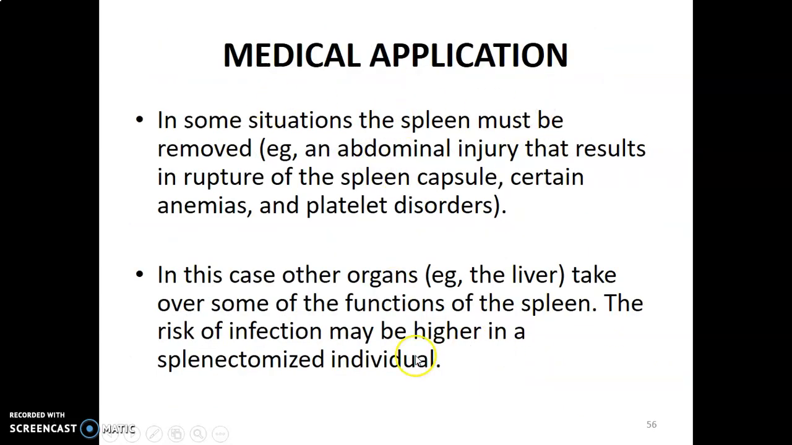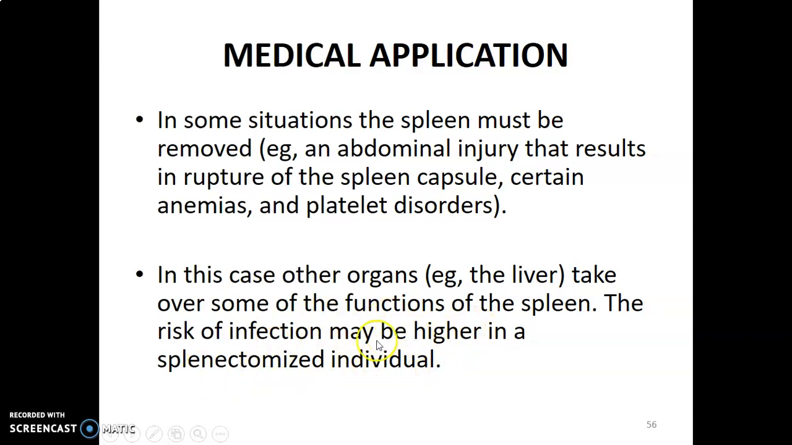So why do you need to understand the histology of the spleen? Because it can be removed when there is splenic injury or splenic rupture, or in cases of anemia where the spleen is destroying a lot of red blood cells. In a patient who has anemia or an abdominal injury where the spleen is bleeding, you have to remove it. These patients are usually at risk of infection. These are what we call splenectomized individuals.